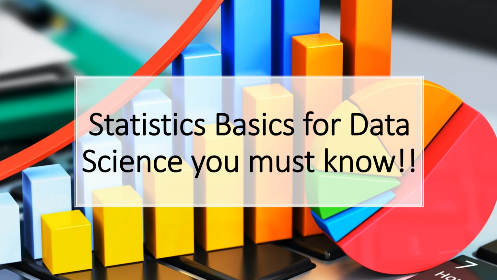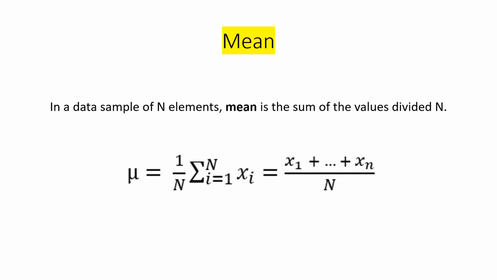Statistics basics for data science you must know. Mean. In a data sample of n elements, mean is the sum of the values divided by n. Its symbol is generally mu and it is computed using the following formula.